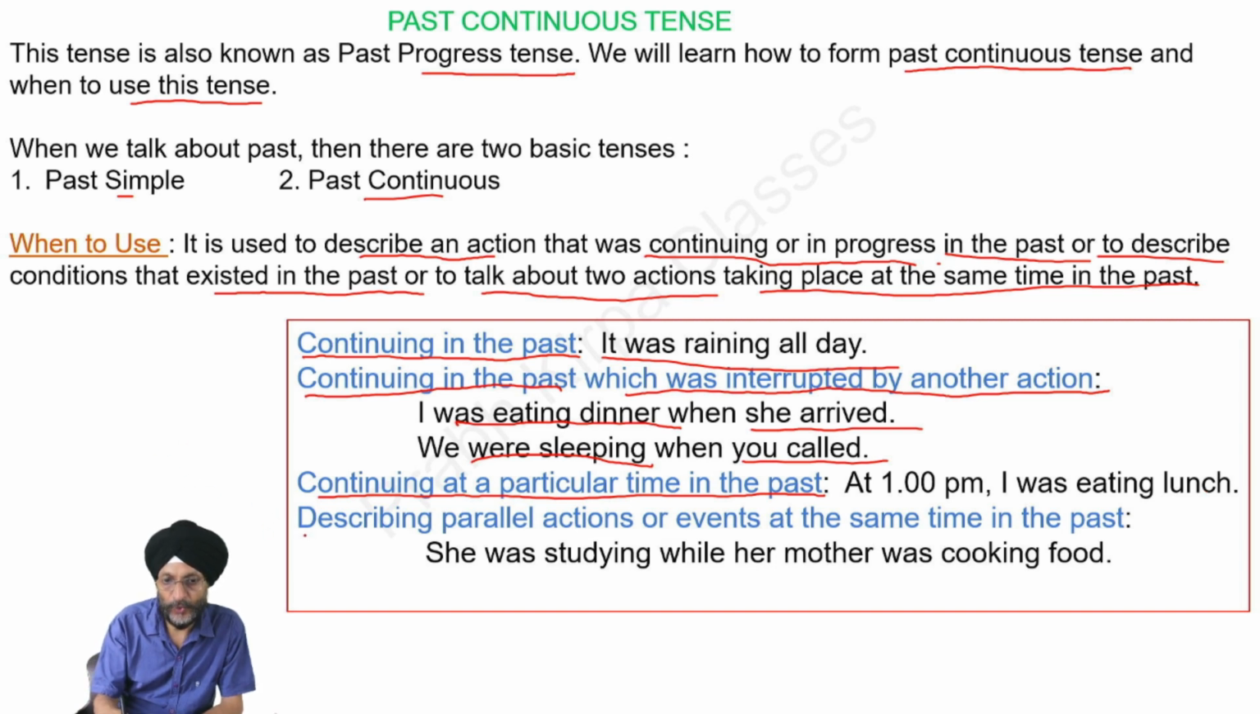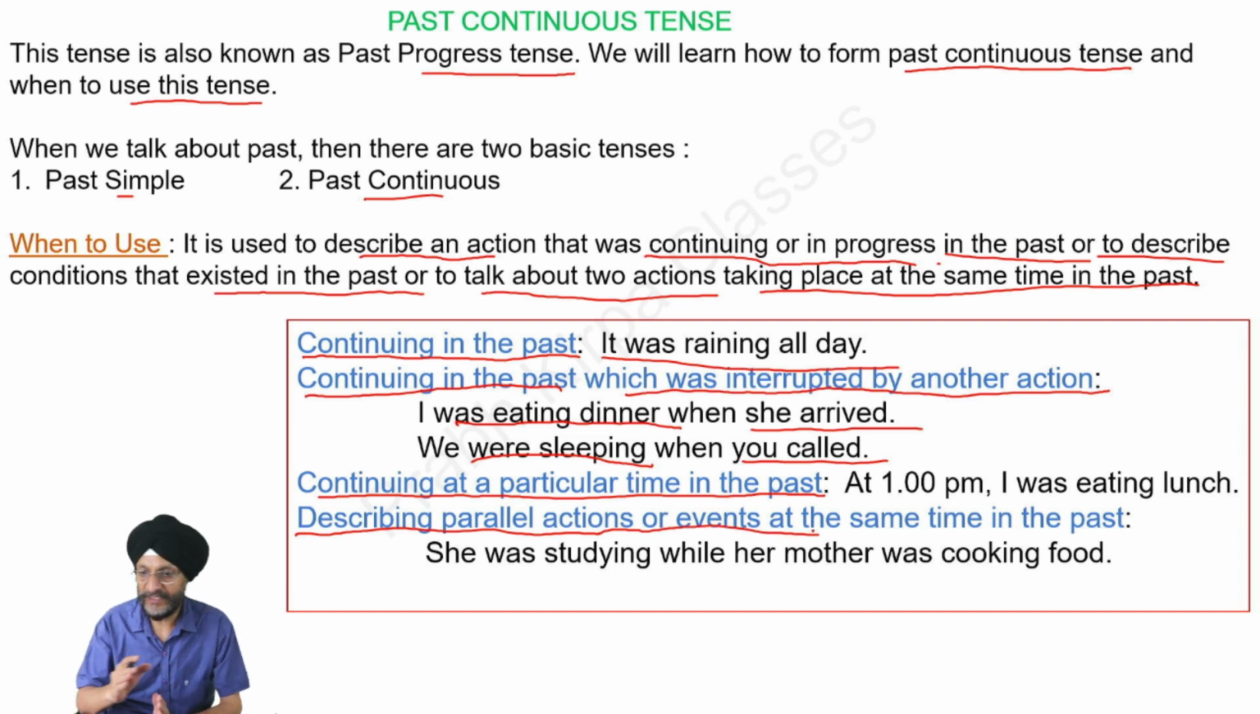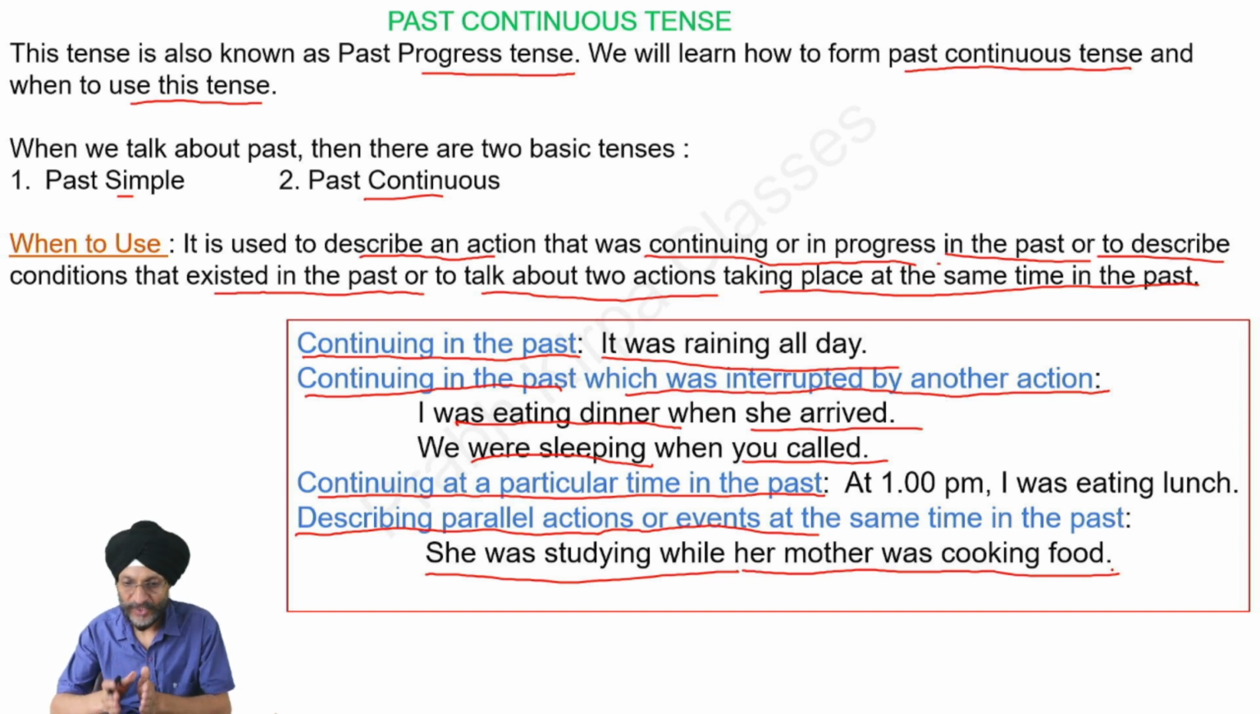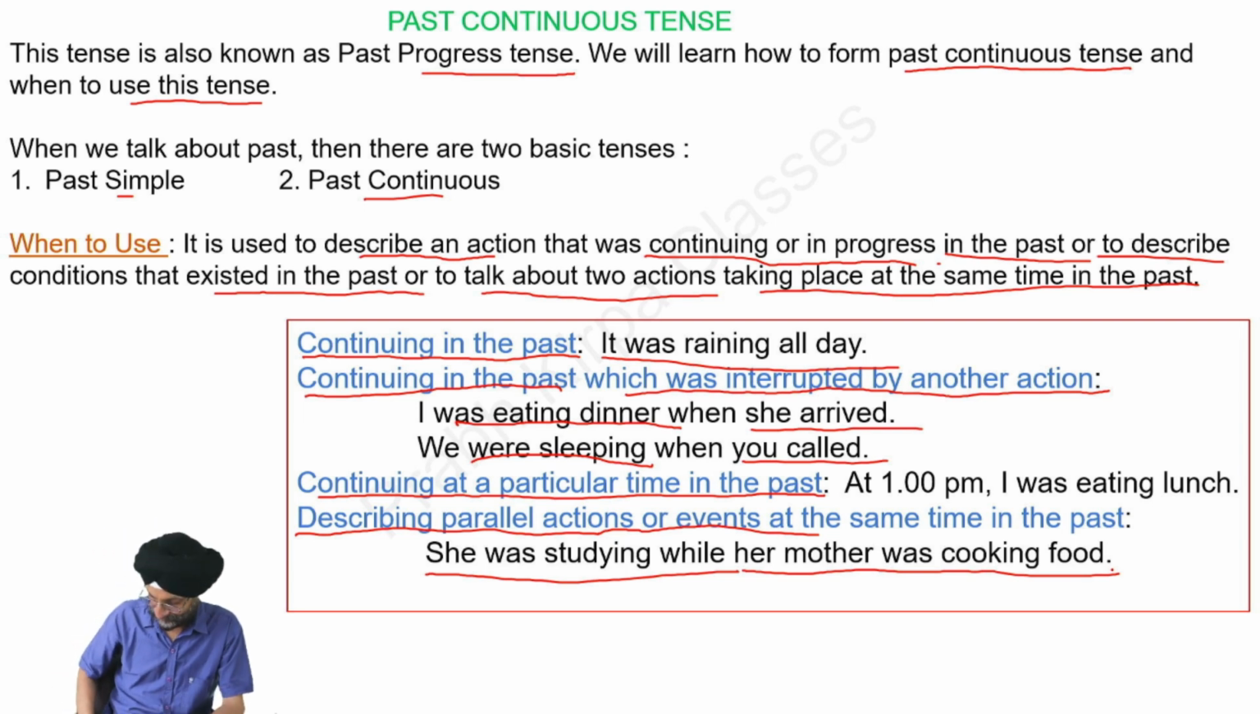We can also use this tense to describe parallel actions or events at the same time in the past. That is, some parallel actions were going on in the past at the same time, and we can describe the same with the help of past continuous tense. For example, she was studying while her mother was cooking food. Both the actions, studying and cooking of food by her mother, were going on at the same time.